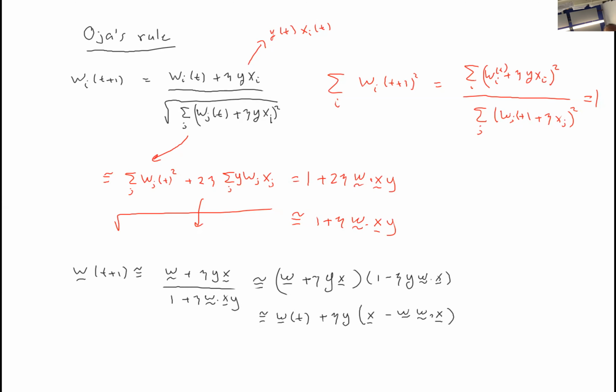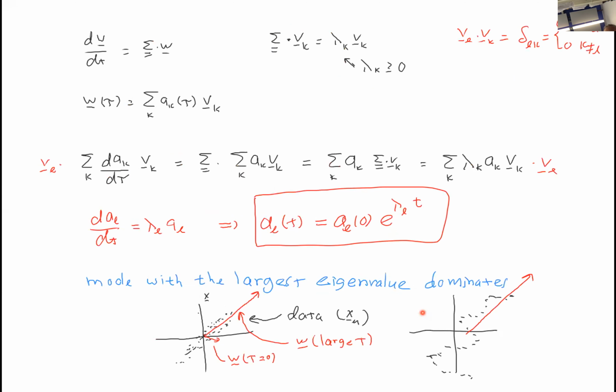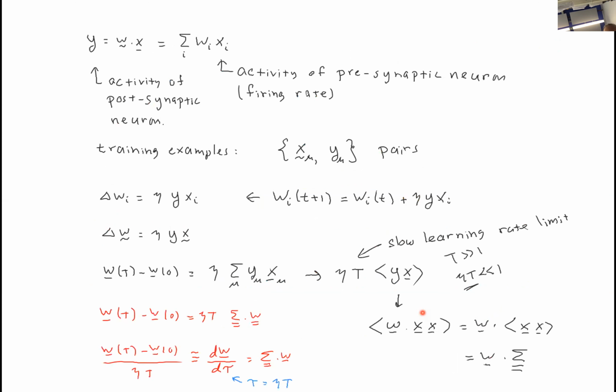So this term here, basically this is our old update rule. And now this is what Oja added, and what this does is ensure that the weight norm doesn't change, at least to first order in eta. Now we want to analyze it the same way we did the last one. And the first thing we're going to do is consider basically the same limit we had before. So we're going to take a large number of samples. We're going to assume eta times T, the learning rate times the number of samples, is small. Set tau equal to eta T.